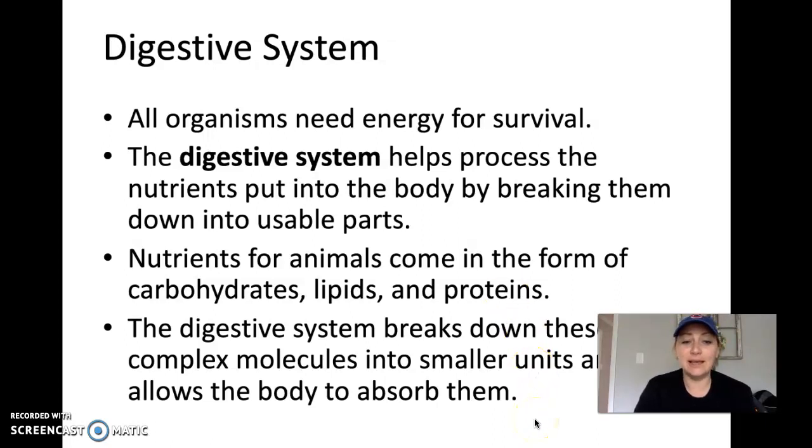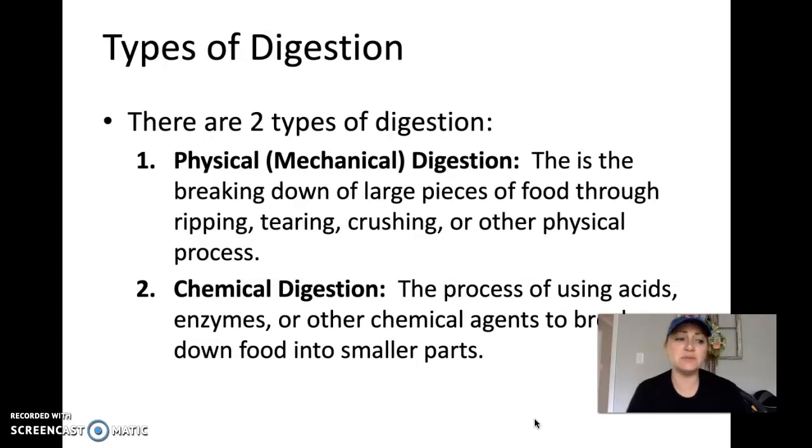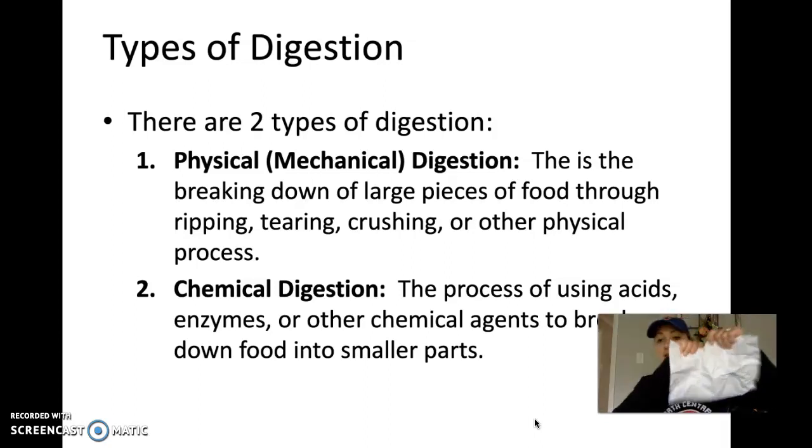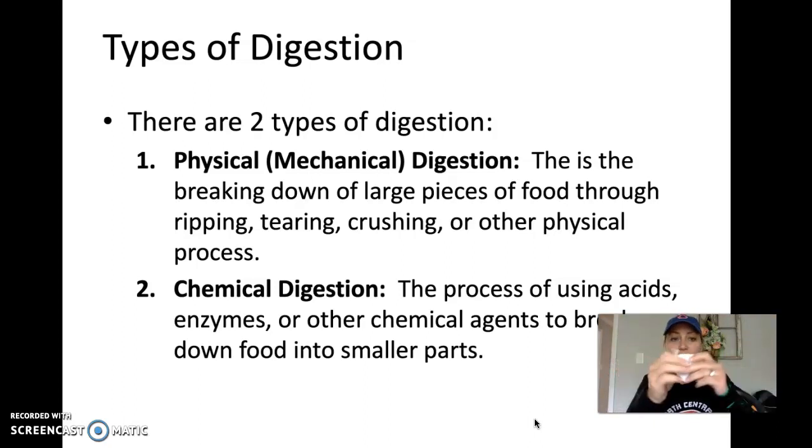And then by breaking all these things down into small pieces, our body can then absorb them into the bloodstream. So there are two types of digestion. We have physical digestion, or mechanical digestion, and then chemical digestion. Physical digestion is simply tearing it into smaller pieces, right? I haven't actually changed what the paper is. I took a piece of paper and just ripped it up. I didn't change what the paper is. I've just made it into smaller pieces.